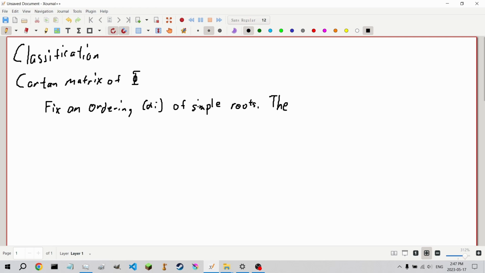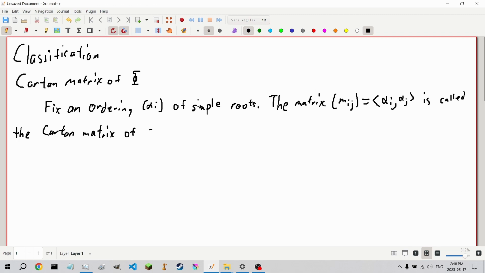The matrix with the ijth components being the angle bracket of alpha i and alpha j is called the Cartan matrix of our phi, with its entries being Cartan integers, which I think is a concept that we saw before.